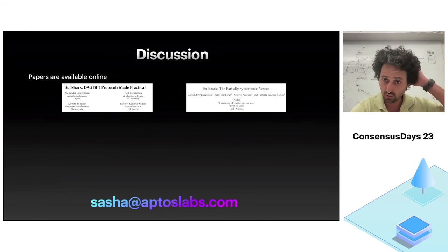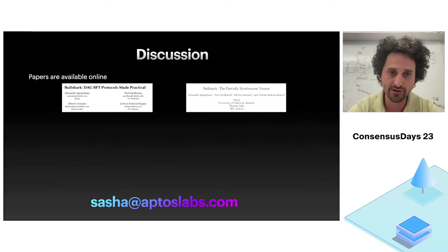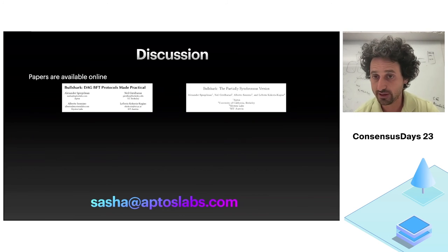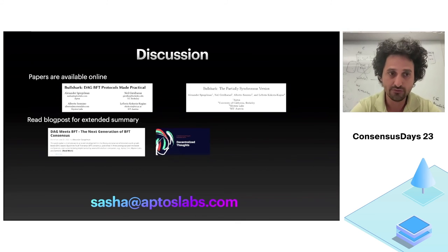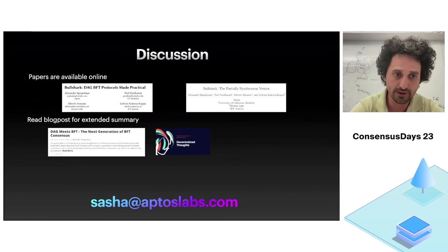But just to conclude this talk, the papers are available online. There are two versions, as I said. There is the CCS version, which is the asynchronous consensus with the fast path, and there is the standalone Bullshark protocol in the partially synchronous version. This is the one I presented today, and this is the one that's already running in production in Sui, and currently we are implementing it in Aptos. If you want to learn more or see more details about it, you can check the blog post where we describe both Narwhal and Bullshark in more detail.